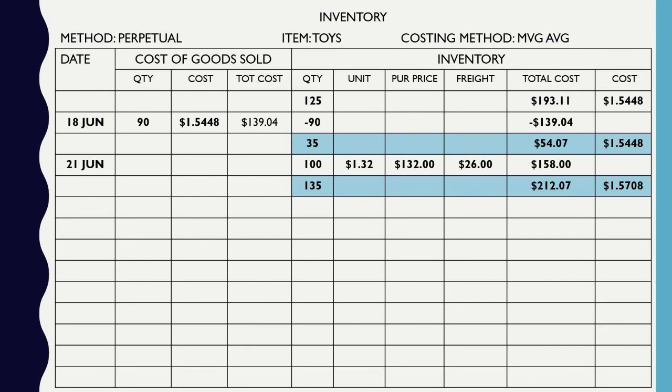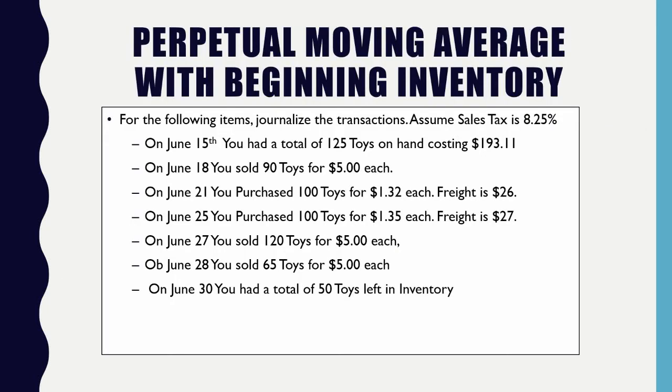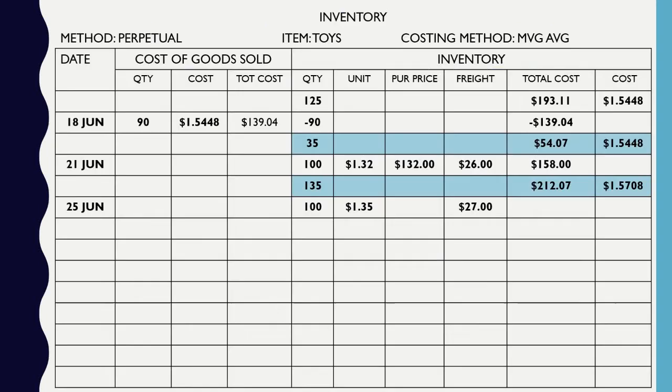All right. And then once again, on the 25th of June, we end up purchasing an additional 100 toys for $1.35, which gives us a total purchase of $135. Plus 27 gives you a total of $162, which once again gives us a new total cost of $235 at a total cost of $374.07, which brings our average cost per item to $1.5917.